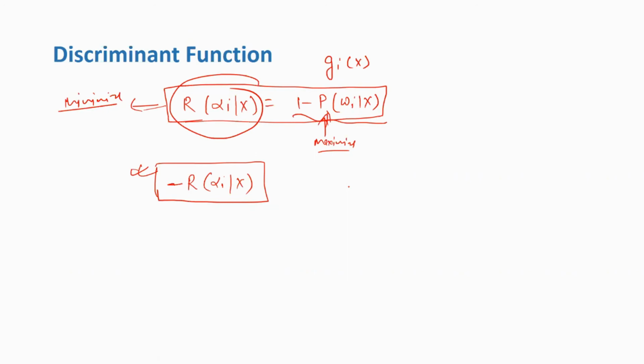The function can be given by two approaches here. I said we just need a function, any function, for which the maximum value of that function will decide the input feature vector x to belong to some class. It means, suppose I have any function, say gi(x), and gi(x) will have some function value. The maximum value of this function will decide whether the input feature vector x will belong to class i or j.